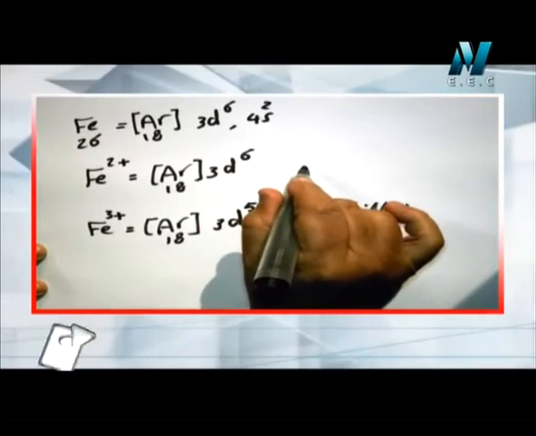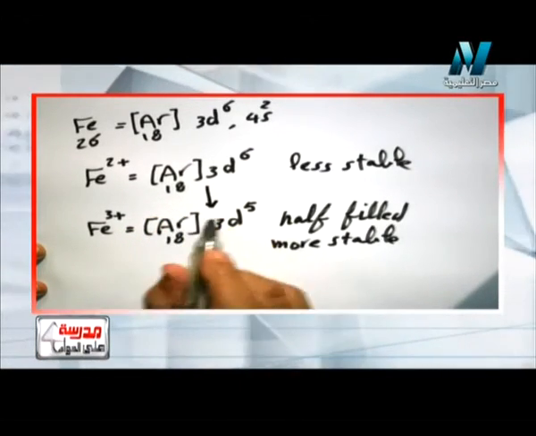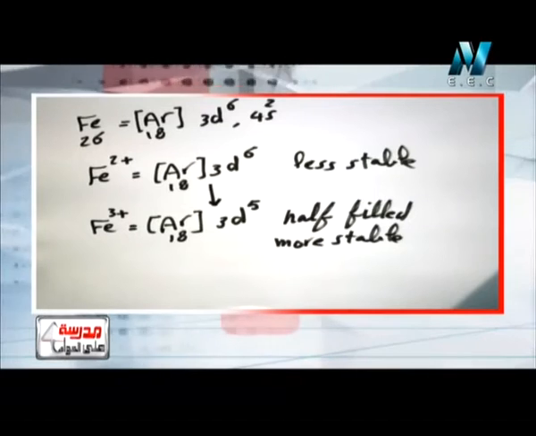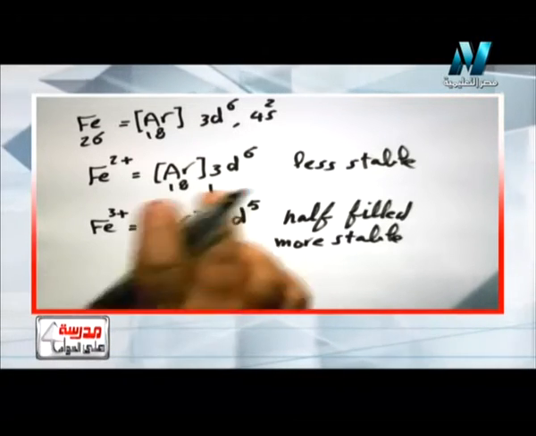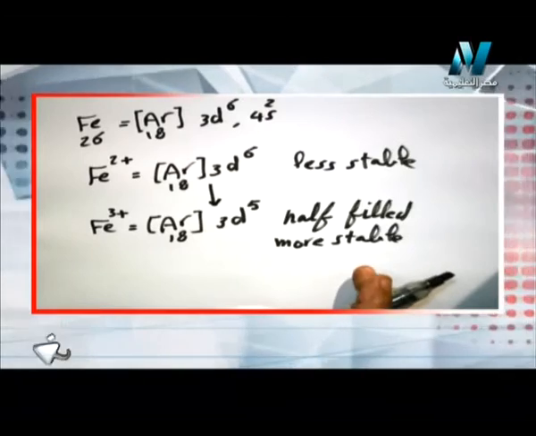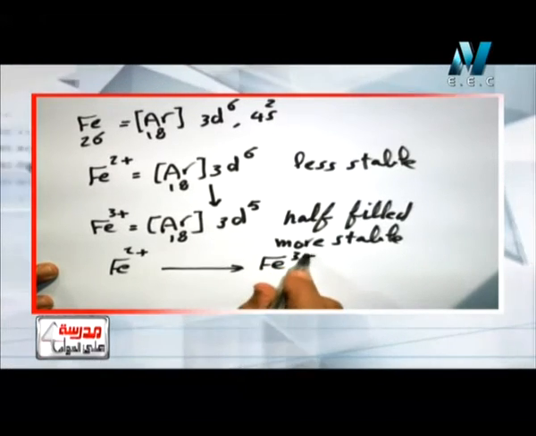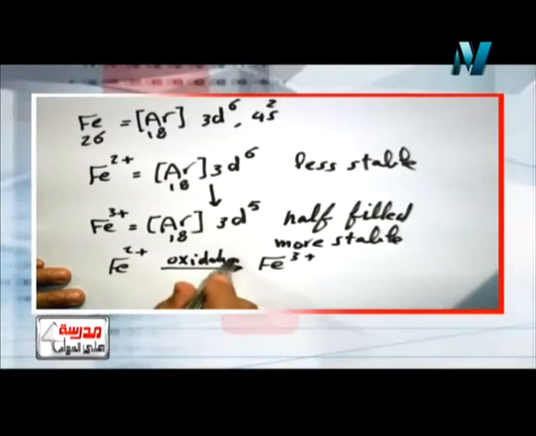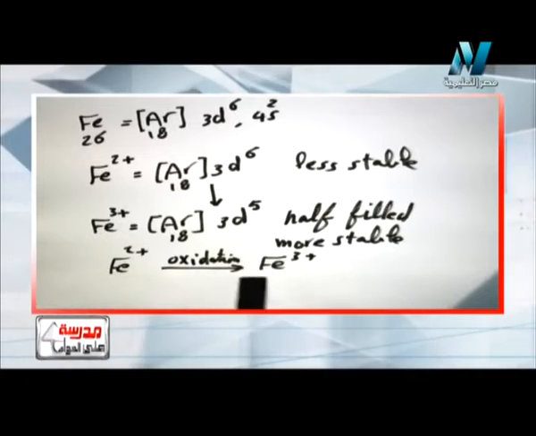than Fe2. It will be less stable because it has 6 electrons in 3d. So it is easy to convert from less stable to more stable. So at first iron 3 is more stable because it is half filled. Fe2 less stable, it is not half filled, sublevel D. So it is easy to convert less stable to more stable. So Fe positive 2, easy to convert to Fe positive 3. When the oxidation number increases, this process is called oxidation. We know that oxidation loses electrons or increases the positive charge. So it is easy to oxidize the iron 2 to iron 3.